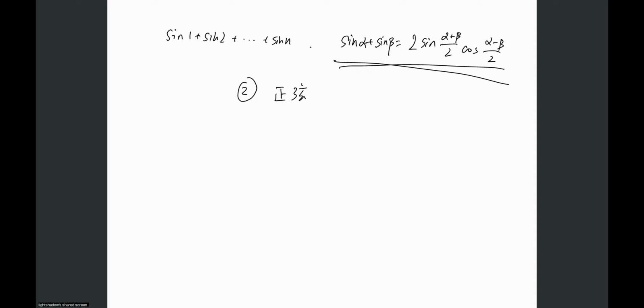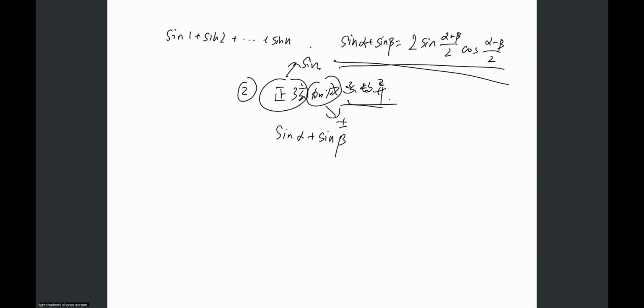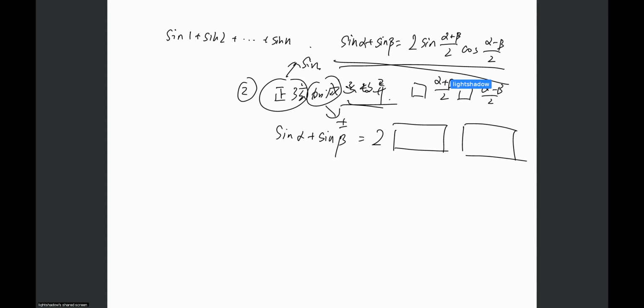In Chinese, the word for sine, plus or minus, different functions means this: if it's sine alpha plus sine beta, it will result in two functions of the form sine or cosine of alpha plus beta over 2, and sine or cosine of alpha minus beta over 2. So this is what different functions means.